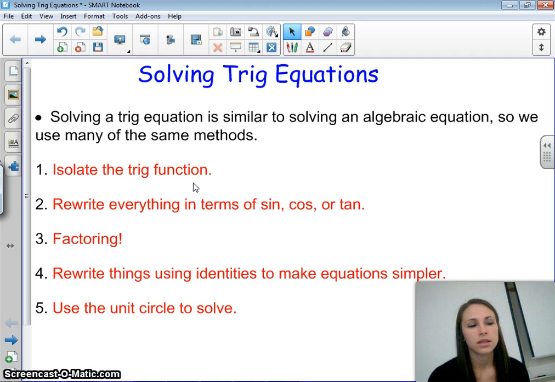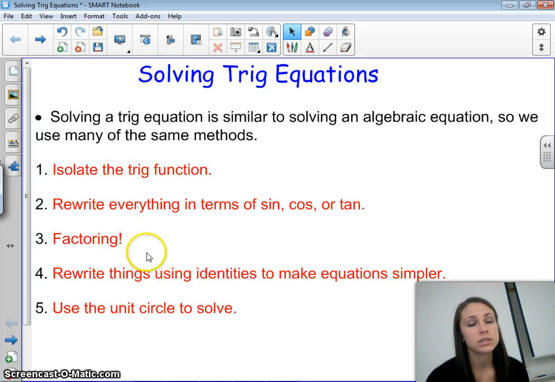Then the second thing that you want to try is write everything in terms of sine or cosine or tangent, okay? This will come at the very end of your problems, and I'll show you how to use this, because we're going to be using the unit circle to solve, and so if they're in terms of sine, cosine, or tangent, it's usually a little easier to solve. Then third, you can factor things. You can factor out the GCF or you can backwards FOIL. Fourth, write things using identities. One of the reasons that we just did those identities was to make these trig equations a little easier. And then fifth, we'll use the unit circle to solve.